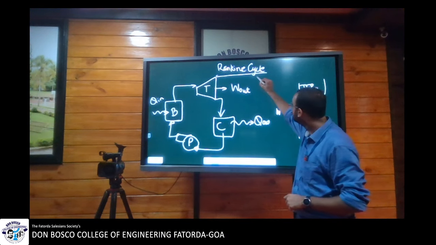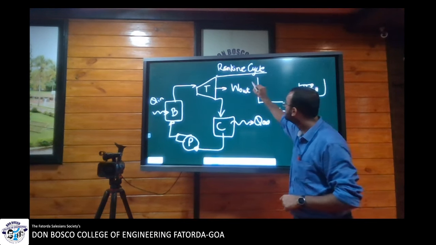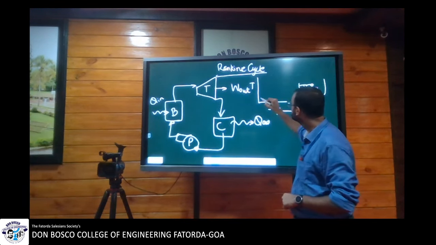And now if you look at a T-S plot of it, this is your bell curve. So we start here at point 1, which we assume is in the superheated region. So this is 1. This expansion is reversible and isentropic. It's vertically down.